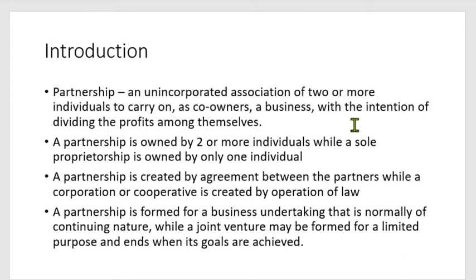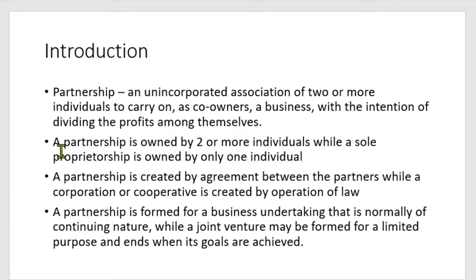So, ang definition of partnership has been introduced to you so many times in your business law subjects, in your partnership and corporation accounting. So, any association which is unincorporated, association of two or more individuals which is not incorporated is considered as a partnership with the intention of dividing the profits among themselves, because we can differentiate a partnership between a partnership and a joint venture later on. So let us look kung papaano ba yan.